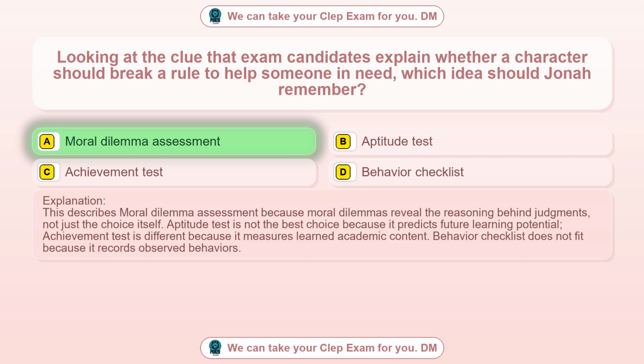This describes moral dilemma assessment because moral dilemmas reveal the reasoning behind judgments, not just the choice itself. Aptitude test is not the best choice because it predicts future learning potential. Achievement test is different because it measures learned academic content. Behavior checklist does not fit because it records observed behaviors.